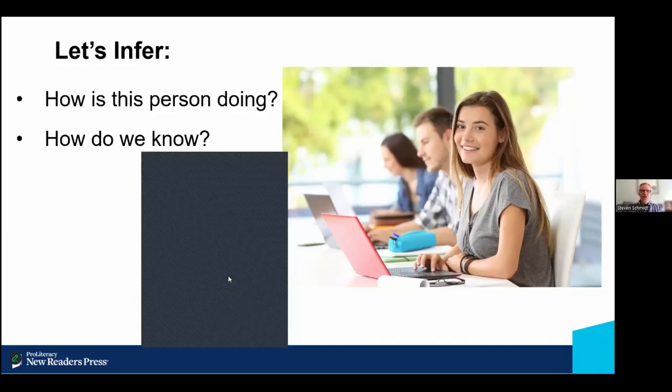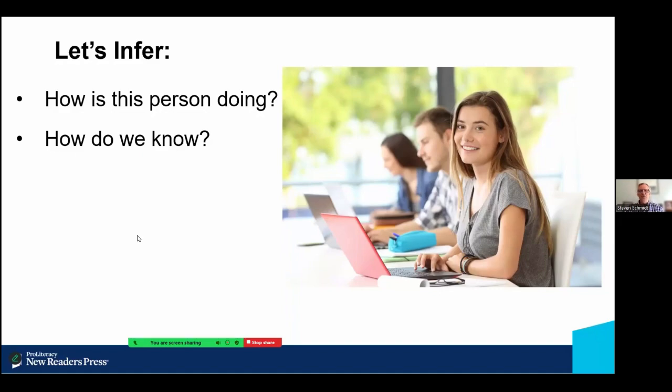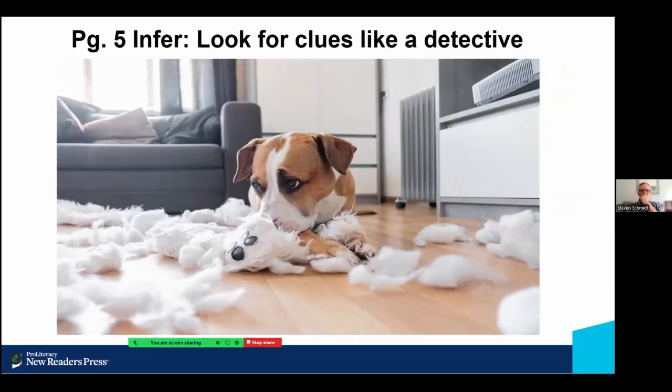Beautifully said. All right. So we did some inference there based on a visual, and everyone did an excellent job backing it up from that. So reading like a detective is one way that we can develop inference skills. And detectives always look for clues as they are reading different things.